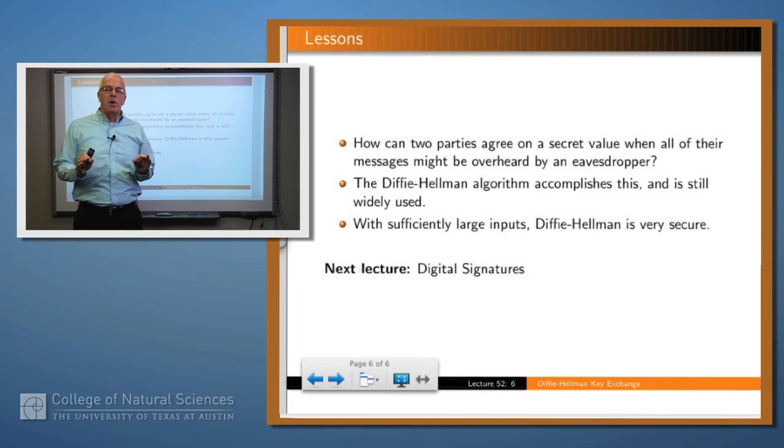Okay, so what's the problem that we're trying to solve? How can two parties agree on a secret value by the exchange of messages, even when the eavesdropper may be able to hear all of their messages? Well, the Diffie-Hellman algorithm, which we described in this lecture, accomplishes this, and actually it's still very widely used, even though public key infrastructure is broadly available. And if you have sufficiently large inputs, Diffie-Hellman is a very secure algorithm.